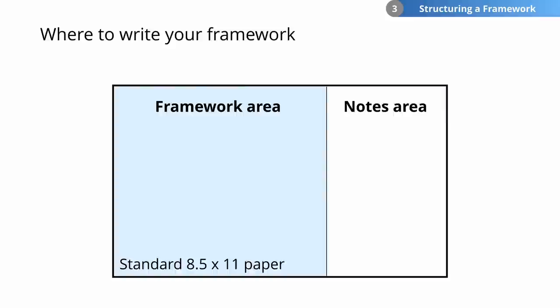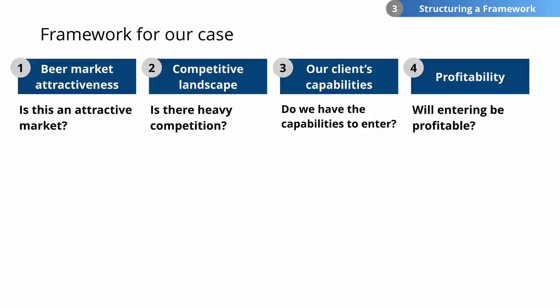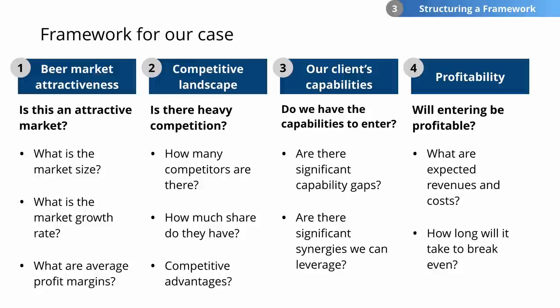Notice that the 4 buckets in the framework correspond to the 4 things that we believe need to be true to be confident in recommending that our client should enter the beer market. Next, let's add a few bullet points under each category to give more details on exactly what information we need to know to decide whether our client should enter the beer market. Notice that each bullet in a bucket is a question that helps answer the overall question of the bucket. For example, in the first bucket, knowing the market size, the market growth rate, and average profit margins helps us determine whether the beer market is an attractive market.